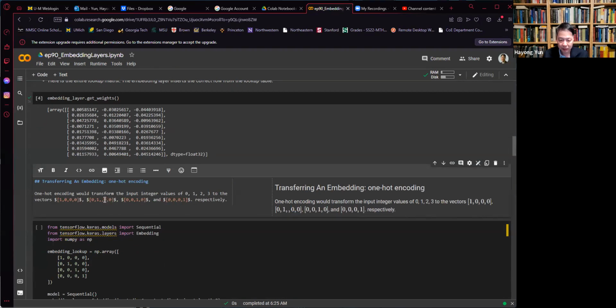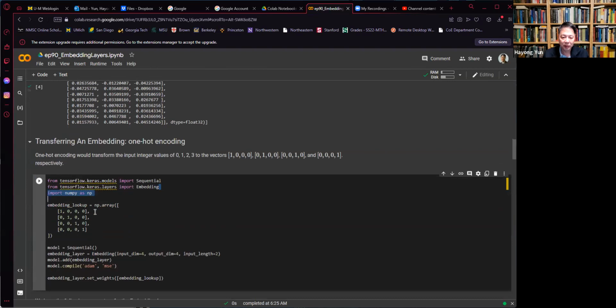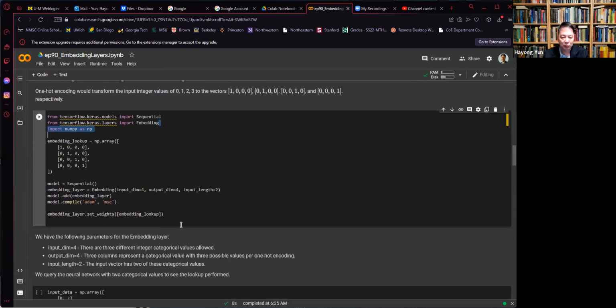Okay. So how do we do this? So here's an embedding lookup table. So here's the 1000, 0100, 0010, 0001. So we put a sequential layer, embedding, input dimension of 4. There are 4 numbers, and output dimension is also 4. We want to convert the 4 numbers down to 4, isn't it? So how do we do this?